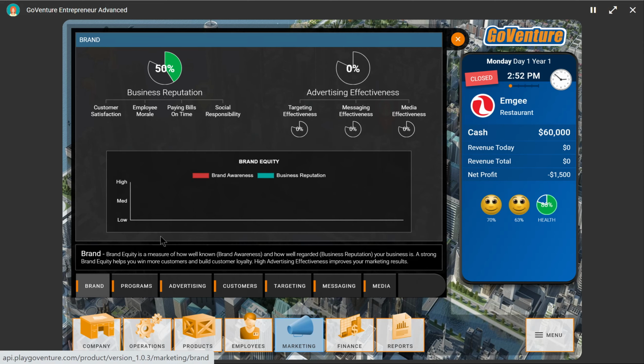So that's how marketing works in GoVenture Entrepreneur. You're going to have to experiment, and that's part of how real business works. No one knows the answers. It's always about experimentation and trying to be focused on maximizing your investments.